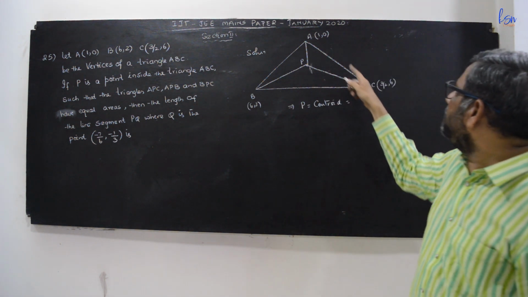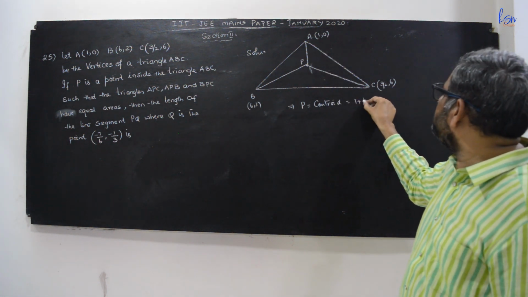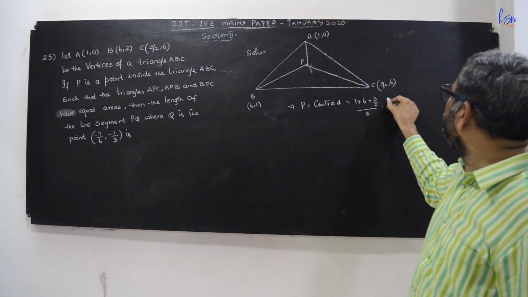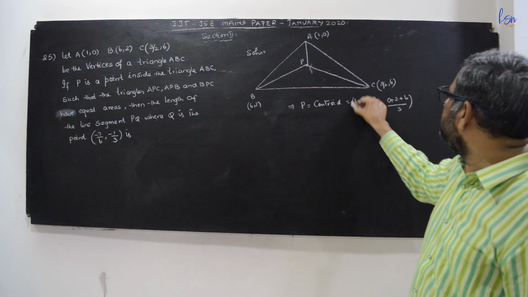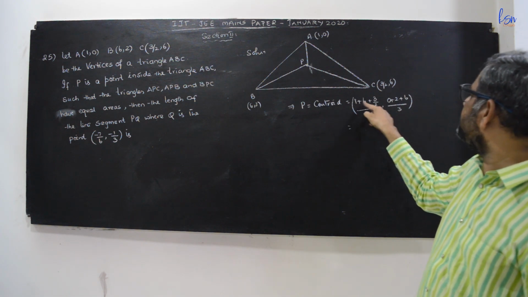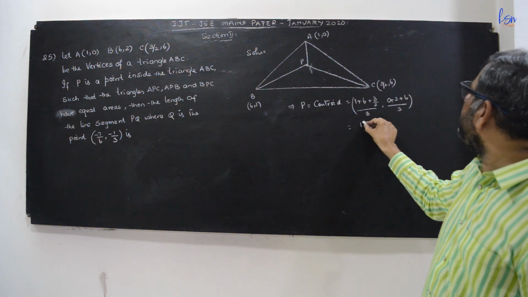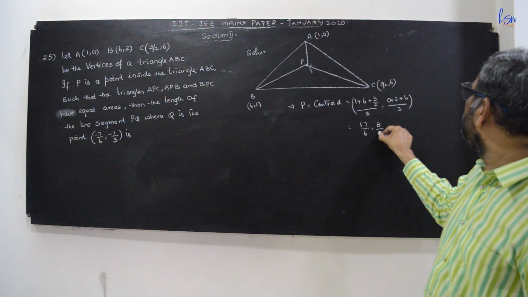Centroid is equal to (x1 plus x2 plus x3) by 3: (1 plus 6 plus 3/2) by 3, and (0 plus 2 plus 6) by 3. And this is (17/6, 8/3).